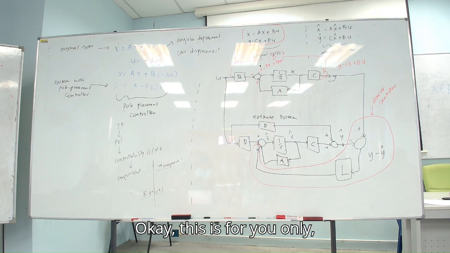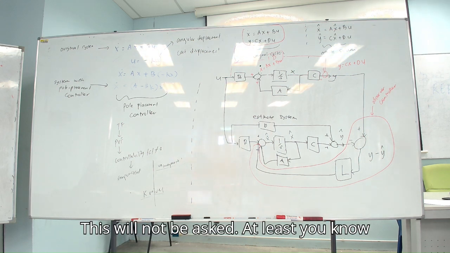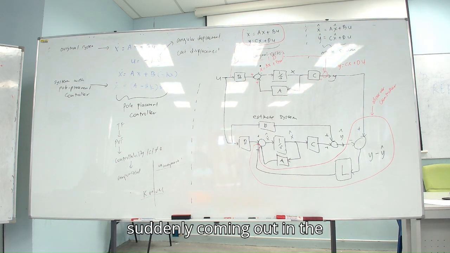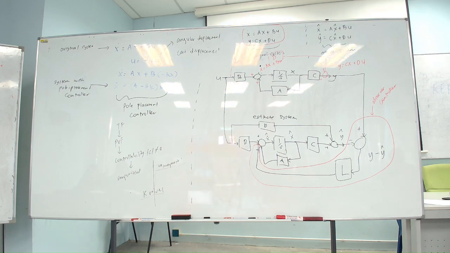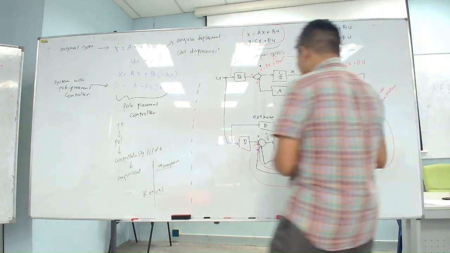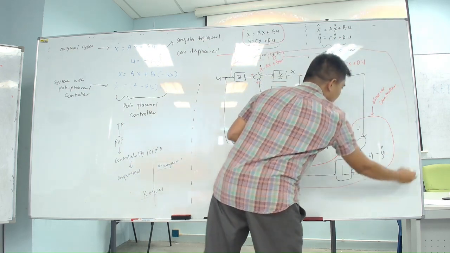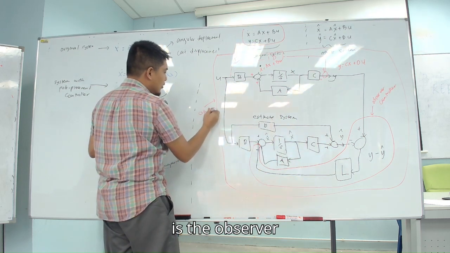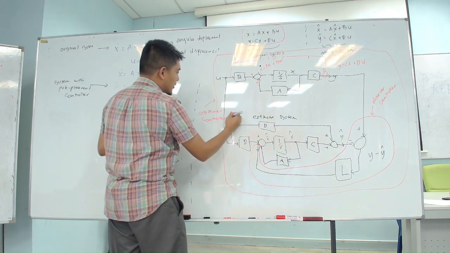Okay, this is for your knowledge, because I want you to appreciate what happened during the final exam. This will not be asked. At least you know what happened. The formula does not suddenly come out in the appendix. It has a derivation process. Okay, is it clear? So now, everything here is the observer controller derivation.